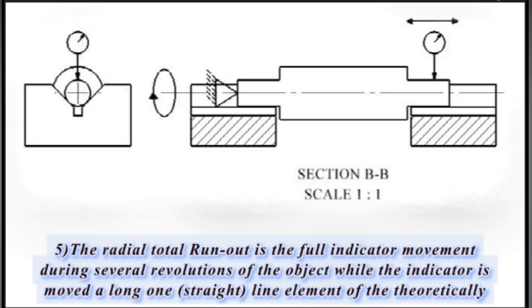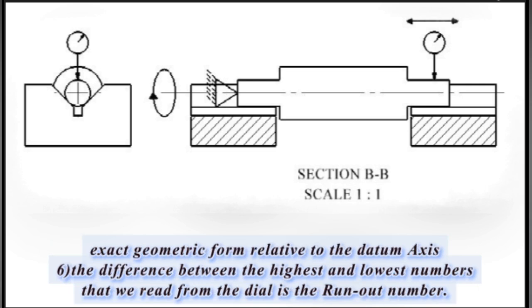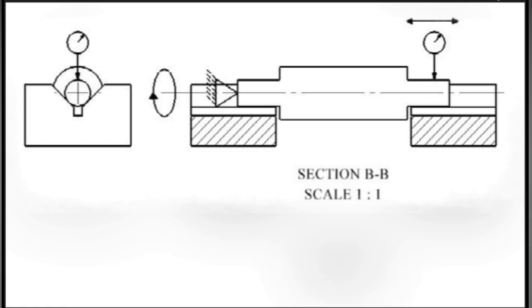during several revolutions of the object while the indicator is moved along one straight line element of the theoretically exact geometric form relative to the datum axis. 6. The difference between the highest and lowest number that we read from the dial is the runout number.